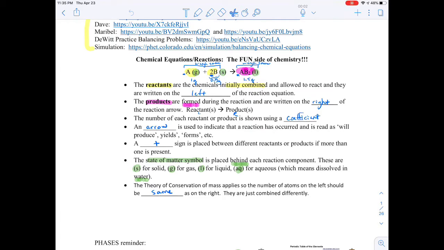Theory of conservation of mass. So the number of atoms on the left will be the same as the ones on the right. So that means that if the number of atoms are the same on each side, also the mass of each side is the same. They're just combined differently.